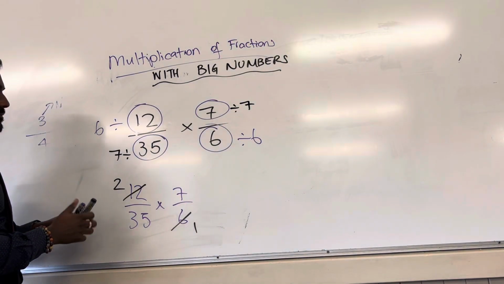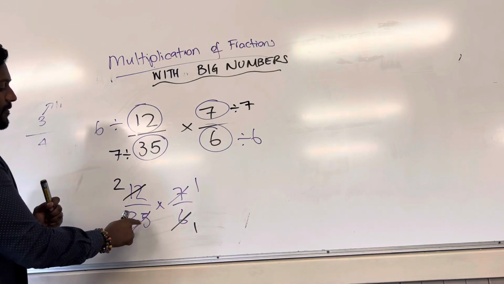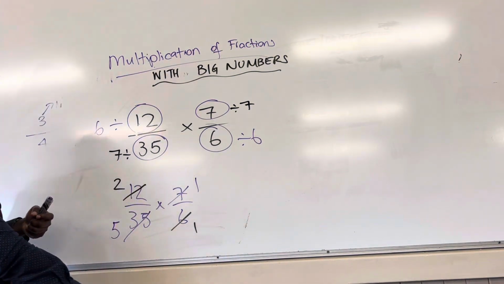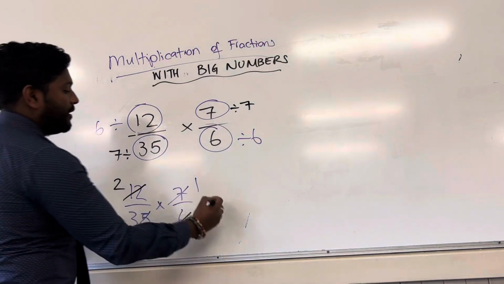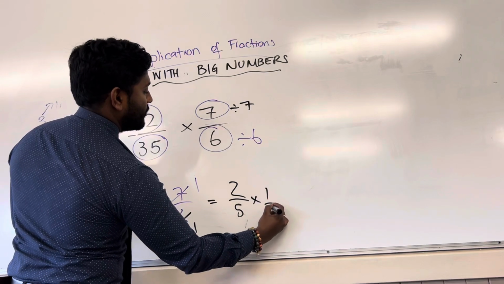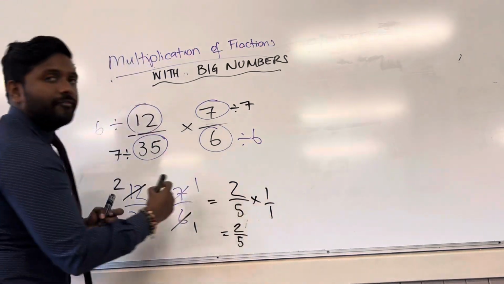Or, if you're going to do it the other way, 7 divided by 7 is 1. 35 divided by 7 is 5. Now what do we have left over? If I had more room below, I would be continuing below. But because I don't, I'm going this way. That's 2 over 5 times 1 over 1, which is 1 over 1, which is essentially 2 over 5.